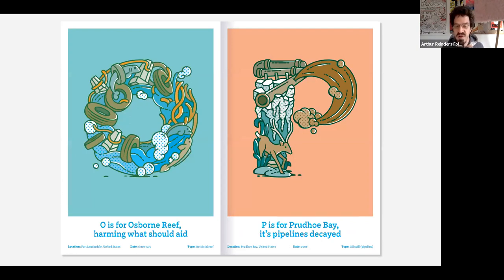Interesting one is Osborne Reef. People thought let's make a fake reef. We have all these extra tires. We don't know what to do with them. Let's just dump them somewhere. But we can make a fake reef out of it and perhaps fish will live there. Well, it turned out to be a big cause of both plastic pollution, but also microplastics. And only now, I think for the past 10 years, they've been trying to clean it up because it wasn't such a good idea. Who knew?